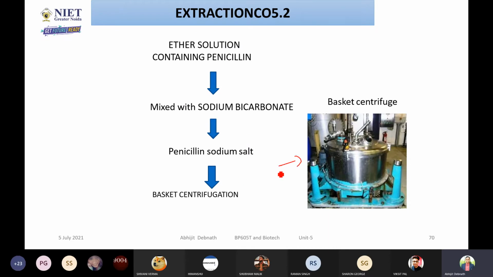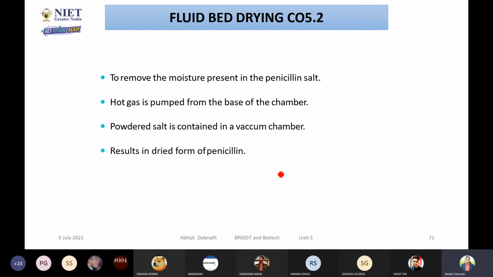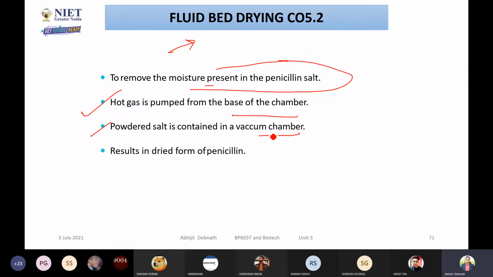This is the basket centrifugation machine, and then you can go for the fluidized bed dryer, to remove the moisture present in the penicillin salt. Basically, we are getting this penicillin in a solid form. So to remove the moisture content, you can go for the fluidized bed dryer. Hot gas is pumped from the base of the chamber, and the powder salt is contained in the chamber, and the result is penicillin in dried form.